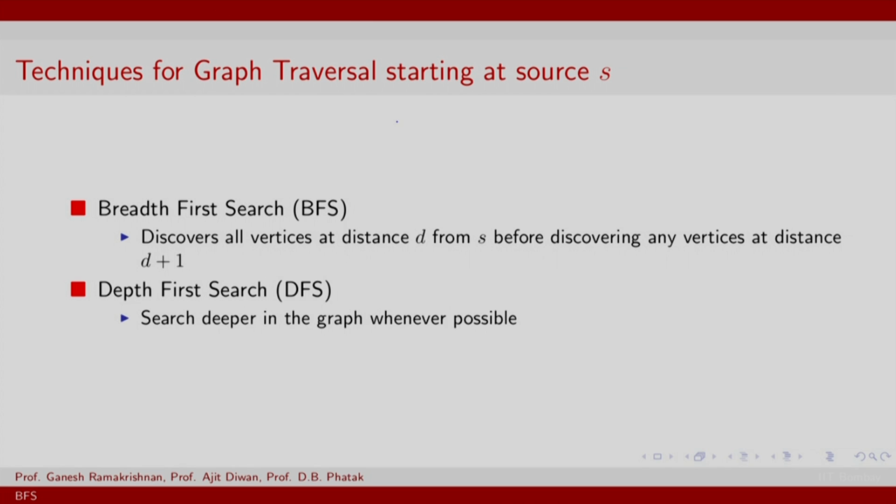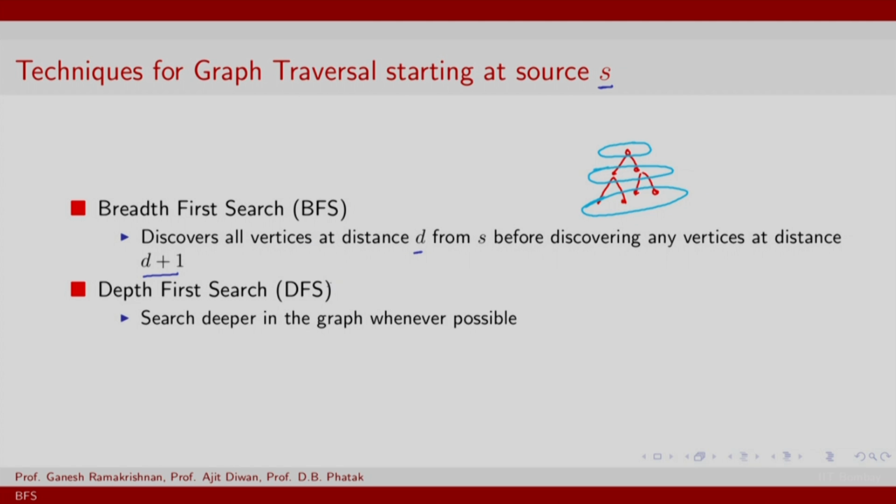So there are two very well known techniques for graph traversal when you begin at some source node S. What we will discuss today, breadth first search, as the name says, discovers all vertices at a particular distance d from S before discovering any vertices at distance d plus 1. So the idea of breadth first search is to discover nodes in the graph slice by slice. So this is node at depth 0, this is node at depth 1, these are nodes at depth 2 and so on.